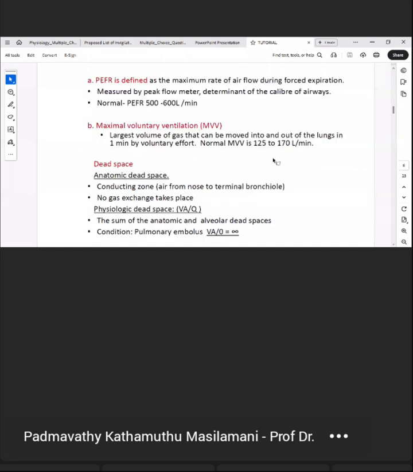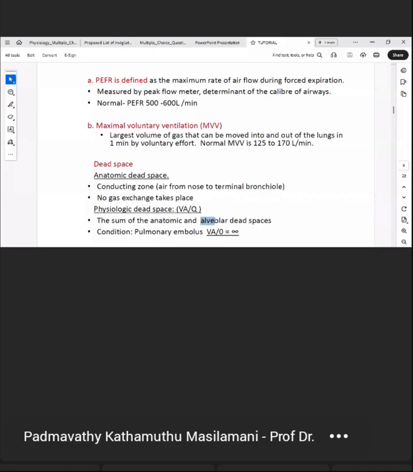Okay, dead space. There are two types of dead space, anatomical dead space and physiological dead space. Anatomical dead space extends from the nose to the terminal bronchiole. It acts as a conducting zone because it has no function other than conducting the air. There is no gaseous exchange that takes place. But physiological dead space includes the alveolar dead space together with the anatomical dead space.